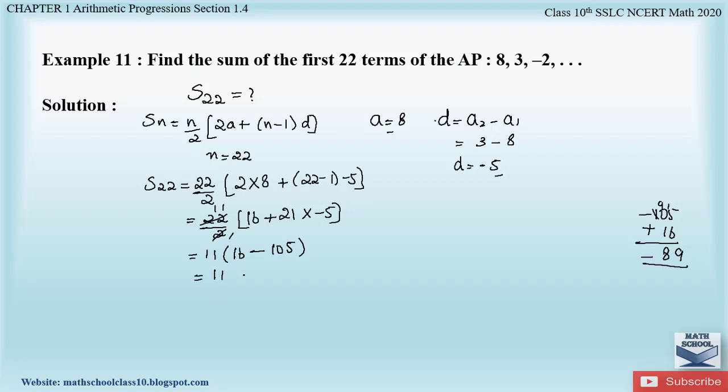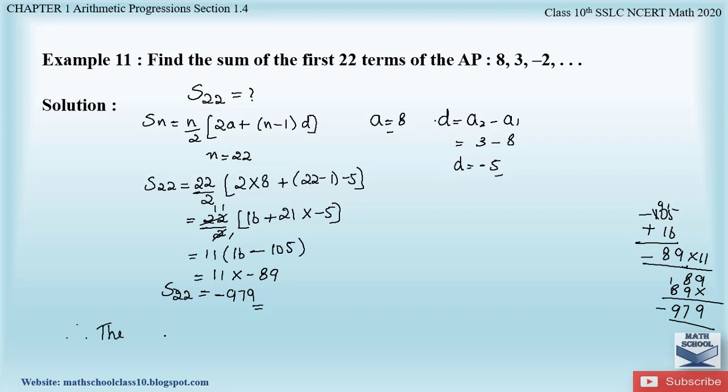So 11 into minus 89. Now let us multiply minus 89 into 11. So 1 nines are 9, 1 eights are 8, and again 1 nines are 9, 1 eights are 8. So 9 comes down, 8 plus 8 is 16 plus 1 is 17, carry 1, it is 9. So the minus sign comes here. Therefore we get minus 979. Therefore the sum of the first 22 terms of the AP is minus 979.